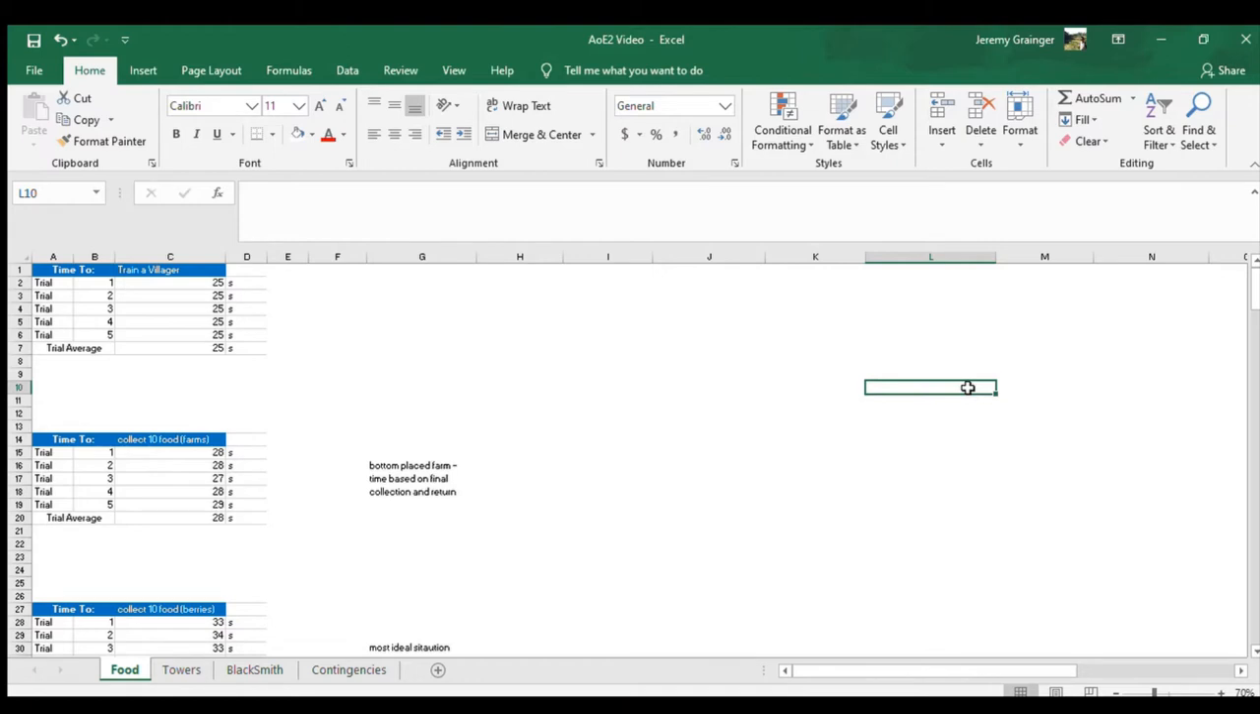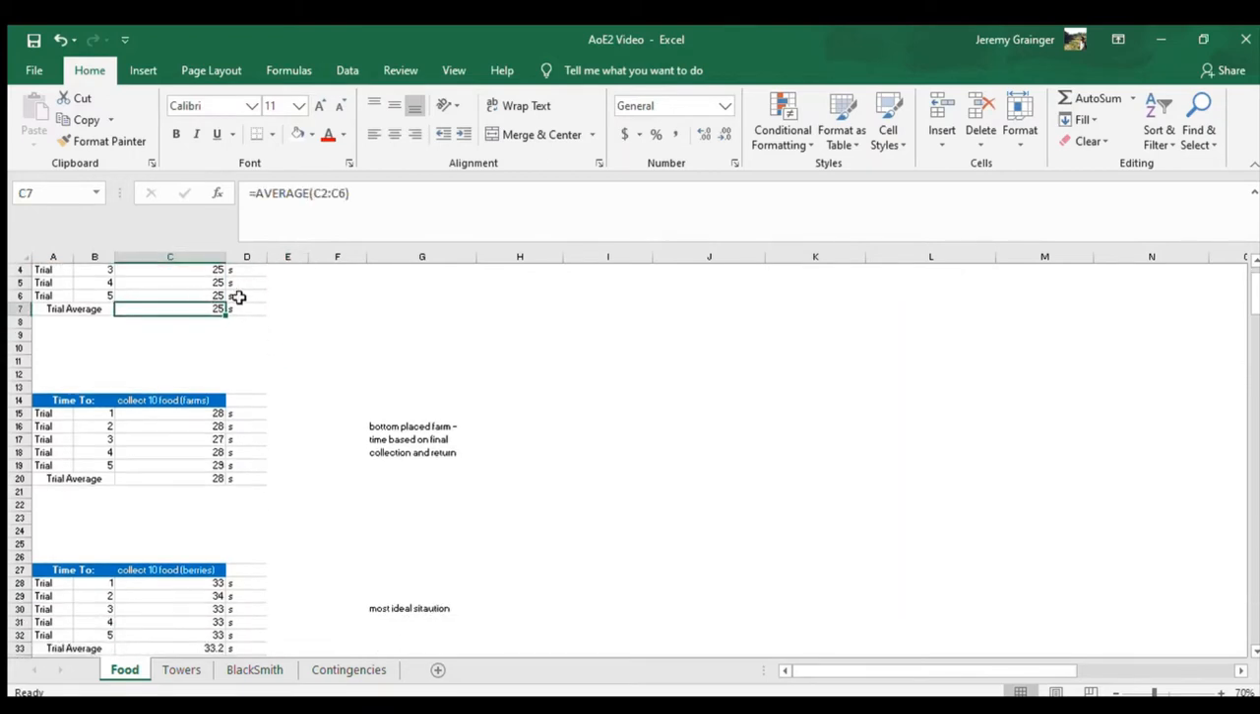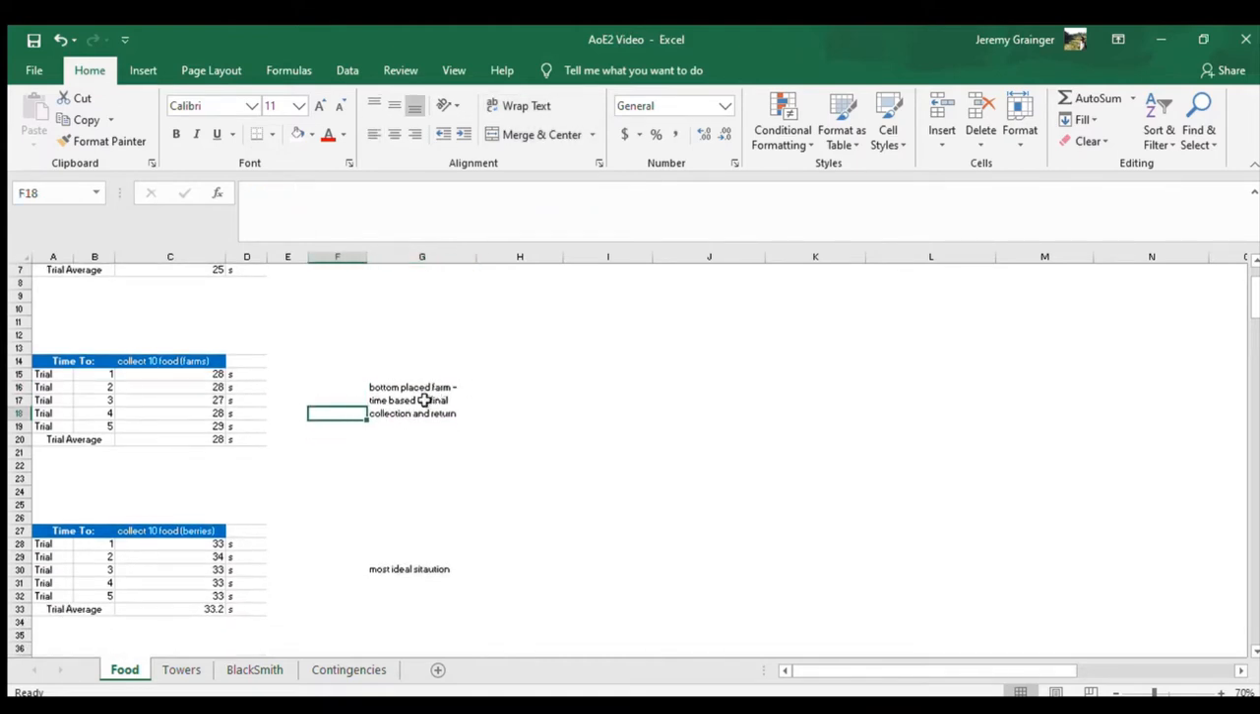So this is the spreadsheet. As you can see, this is my 5 trials to train a villager. Each one took 25 seconds, and I've just taken the average of these and I've used this as the official time to train a villager. This is the 5 trials for a farm, and again I've taken the trial average of those 5. I was just making a note here that it was a bottom placed farm, because obviously the placement of the farm is important to the test.